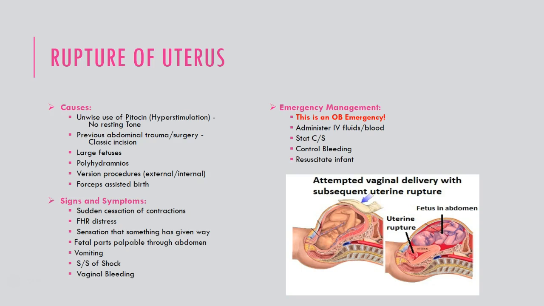Most of the time, uterine rupture occurs in multigravidas. That's when we see it most. The reason for that is because multigravidas have had previous pregnancies. That's what makes them multigravidas. So their uterus has been stretched.